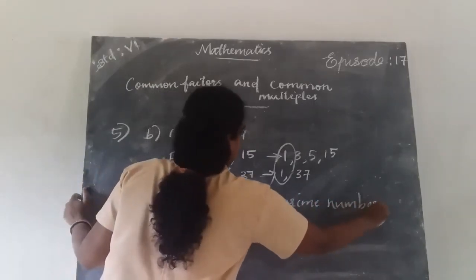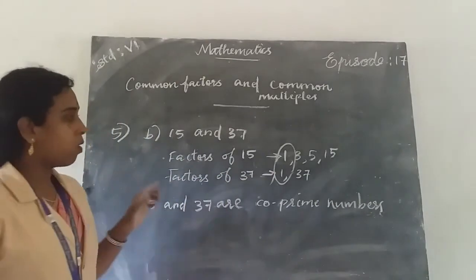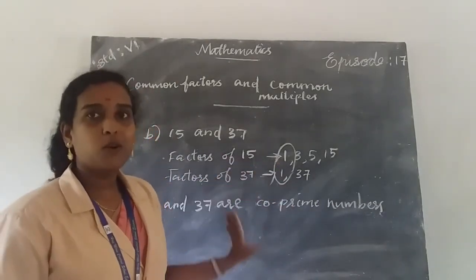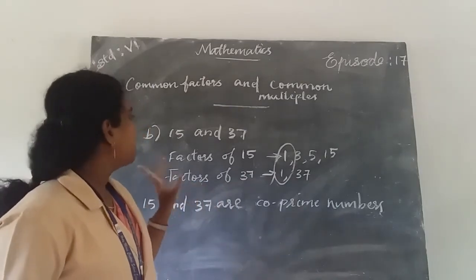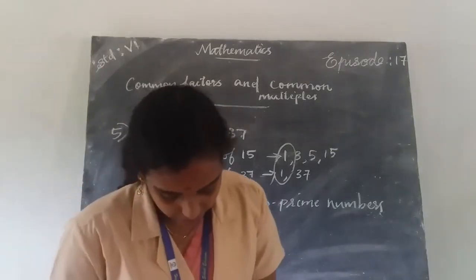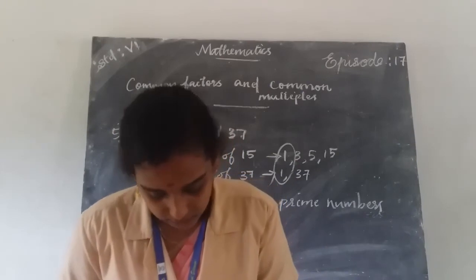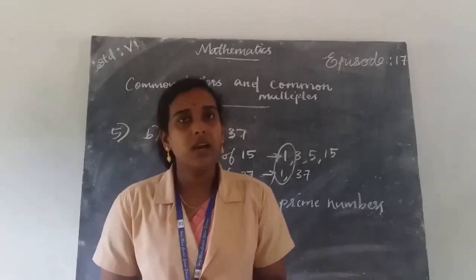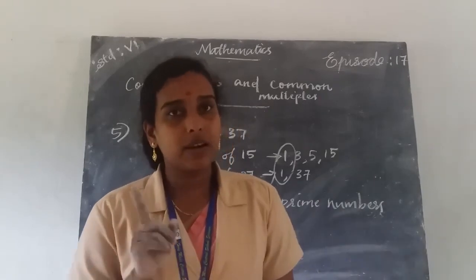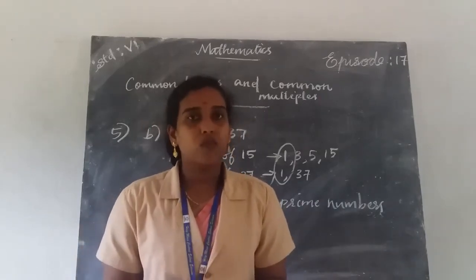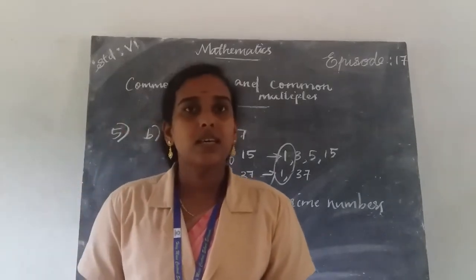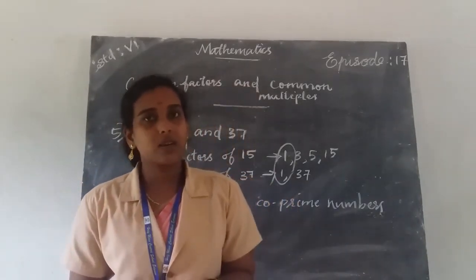15 and 37 are co-prime numbers because these two numbers have 1 as their common factor. Okay. So like this we can do the remaining questions given in your textbook, page number 59, exercise 3 as your homework. And you should do your homework in your class book and send it to my WhatsApp. Okay. So the next portion we will discuss in our next class. Today we are just winding up our class. Okay, thank you.